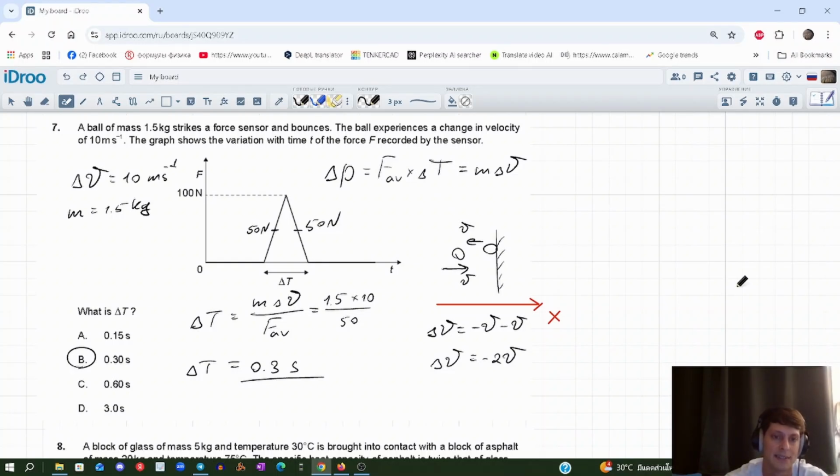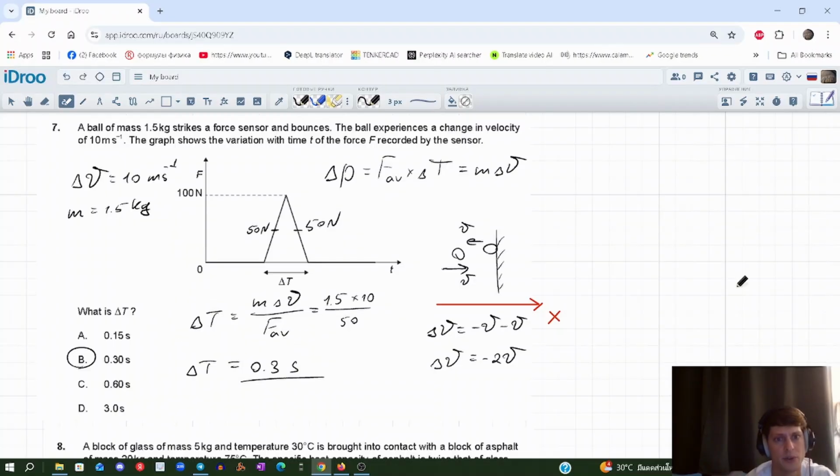So we know that the change in momentum equals the net average force times time that it acts on the object. So delta p equals F average times delta t, and delta p also equals m delta v, right? So m delta v divided by F average equals delta t.